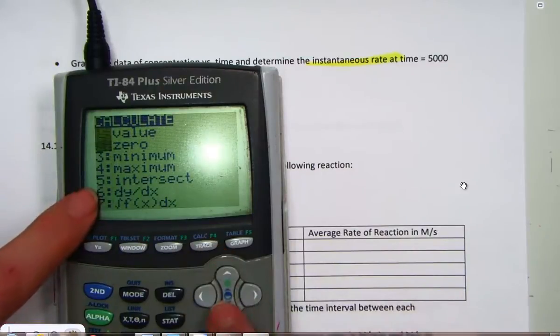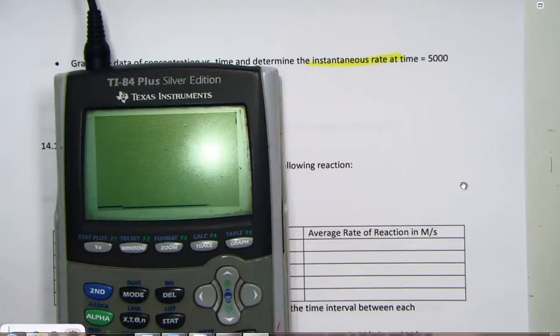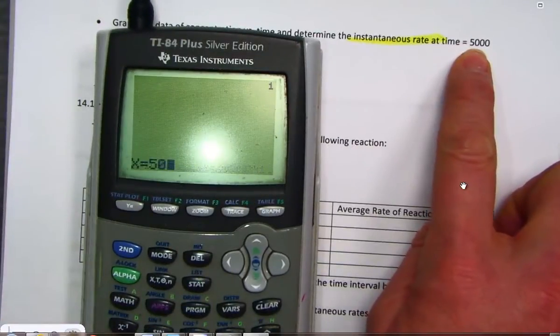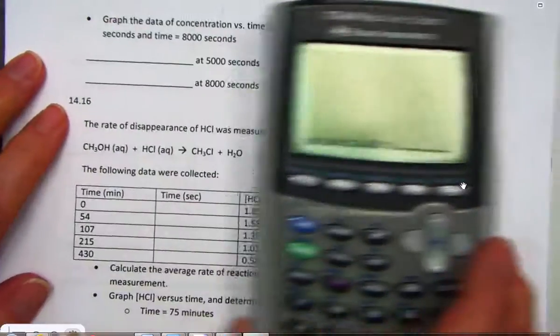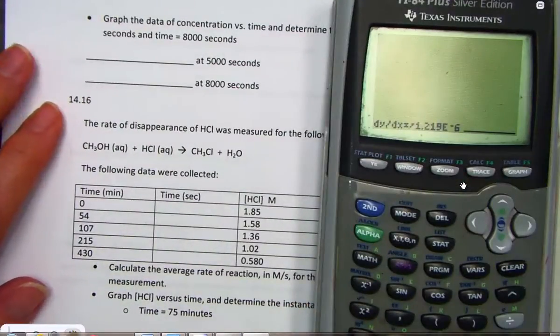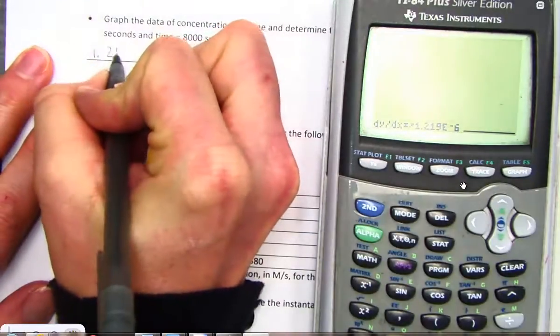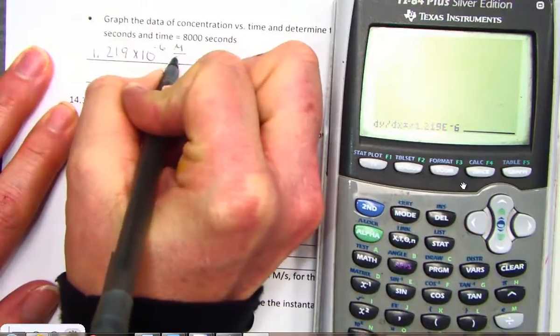The derivative is choice 6. You'll see the graph appear. Give it time to think. And now I'm going to enter my first instantaneous rate of 5,000. And there's my answer. Ignore the negative because those are reactants and they're disappearing, but rates are always positive. 1.219 times 10 to the negative 6 molarity per second.